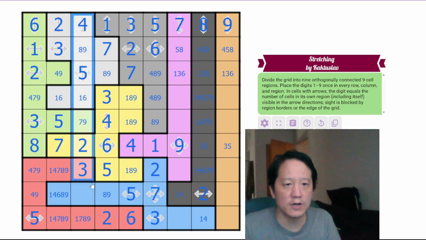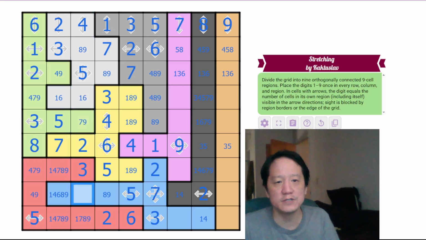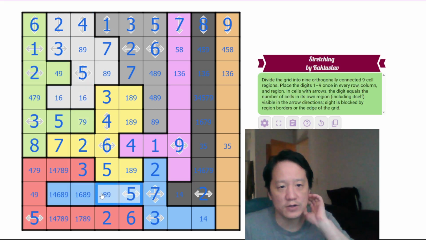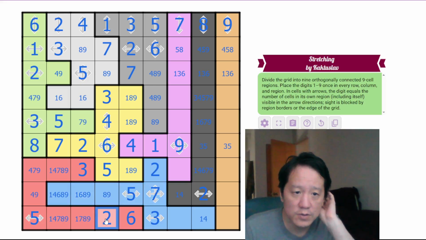Remaining digits of column 3 are 1, 6, 7, 8, 9. No 7 here because of 7 in the row.